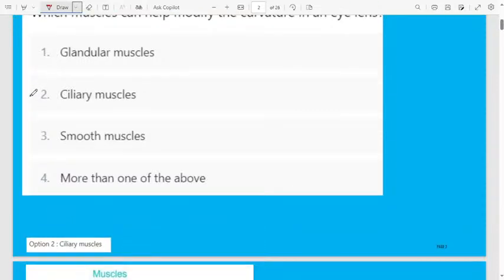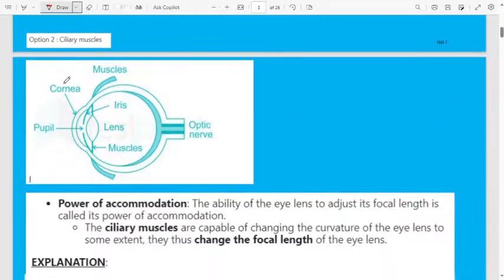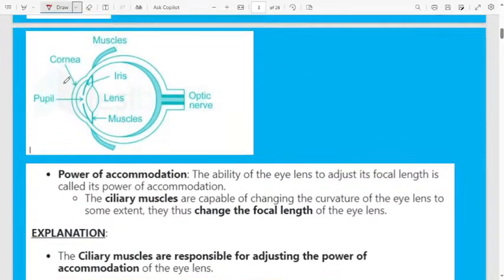The correct answer is ciliary muscle. Chaitra, listen. The correct answer for this question is ciliary muscle. Let us discuss in detail how the ciliary muscle responds to adjust the curvature in our eye.